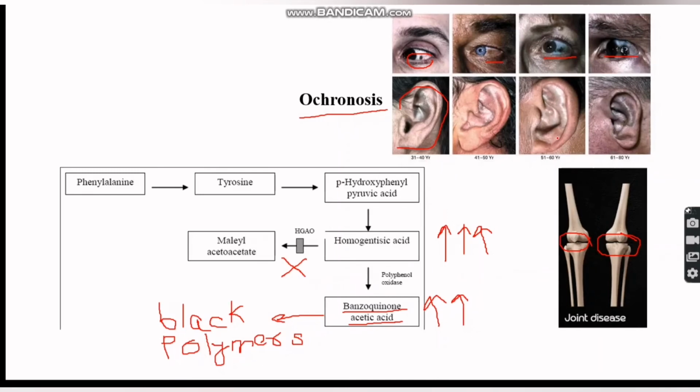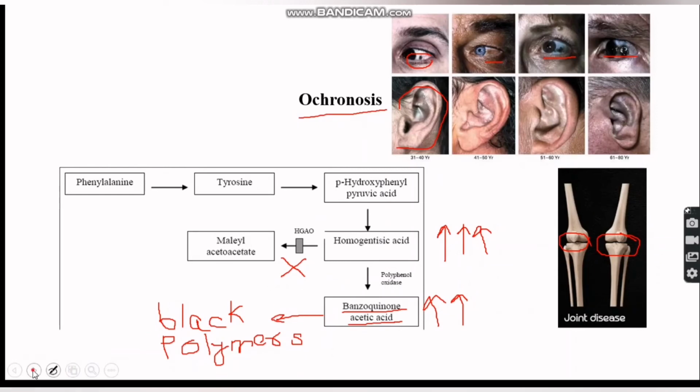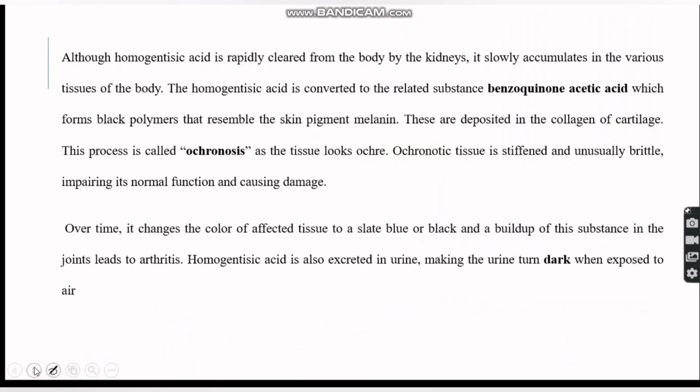On the other hand, this homogentisic acid is also excreted in urine, making urine turn dark when it is exposed to air. Although homogentisic acid is rapidly cleared from the body by the kidneys, it slowly accumulates in the various tissues of the body. The homogentisic acid is converted to a related substance, that is benzoquinone acetic acid, which forms black polymers that resemble the skin pigment melanin. These are then deposited into the collagen of cartilage.